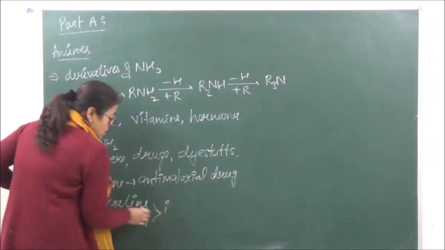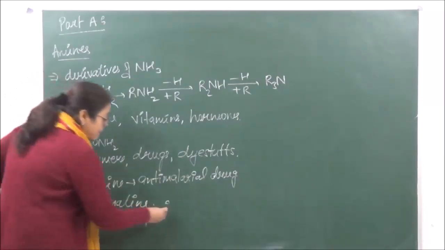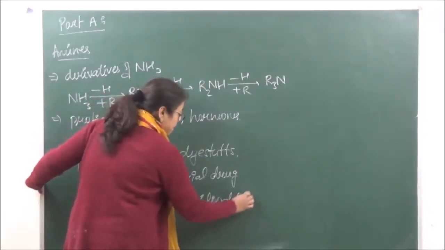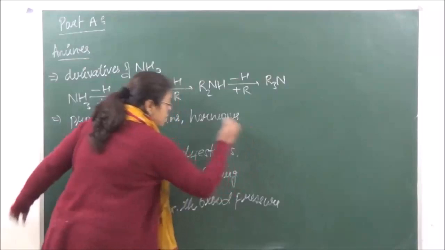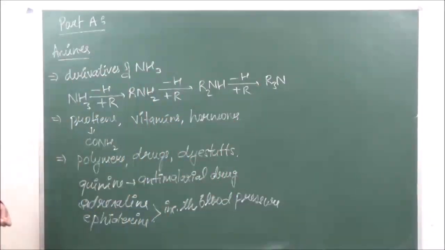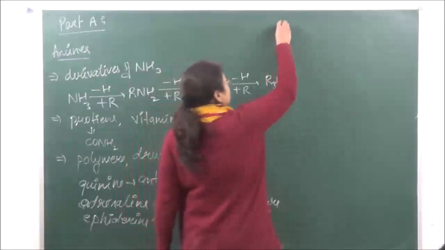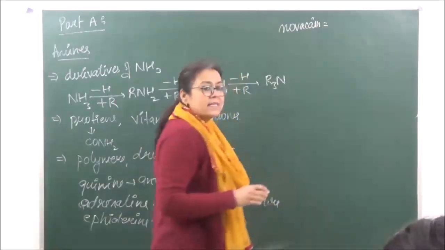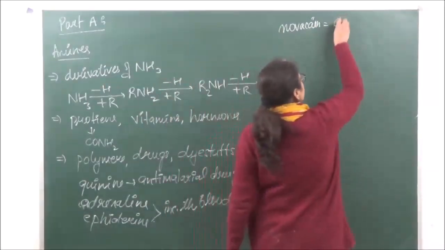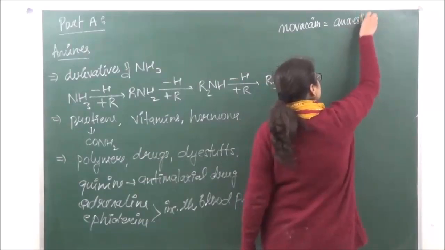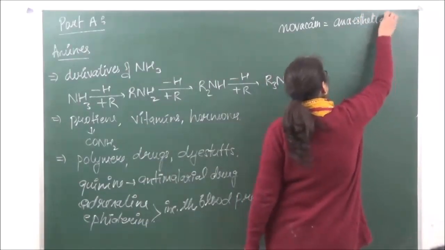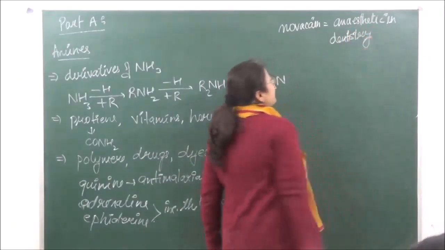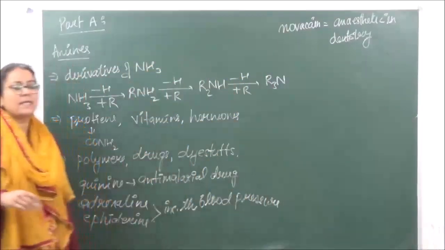So these are both components which are used in medicines to increase the blood pressure. Okay? Then we have Novocaine. Novocaine is used as an anesthetic in dentistry. Right? This is going to be used as an anesthetic in dentistry.